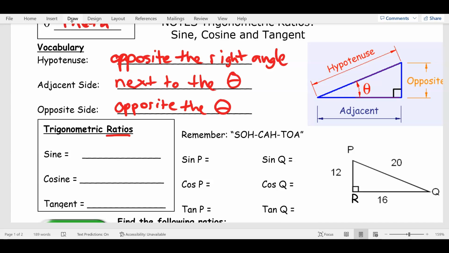Now, each of those is going to be a ratio. It's going to be a fraction. Cool.